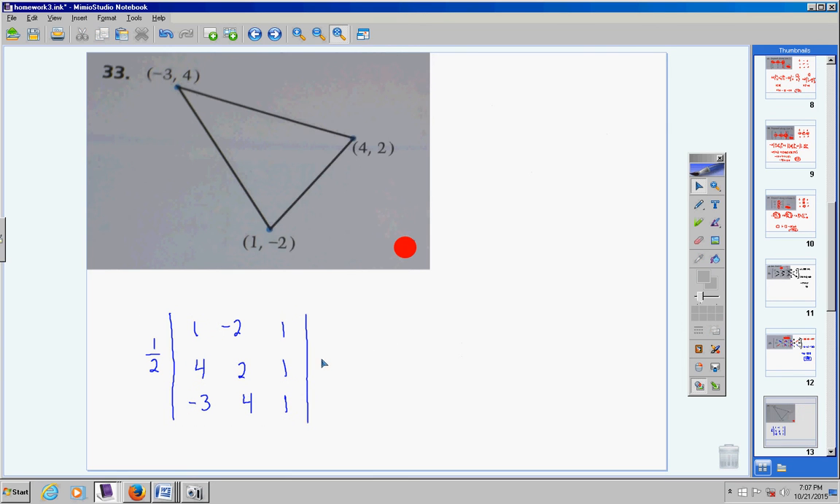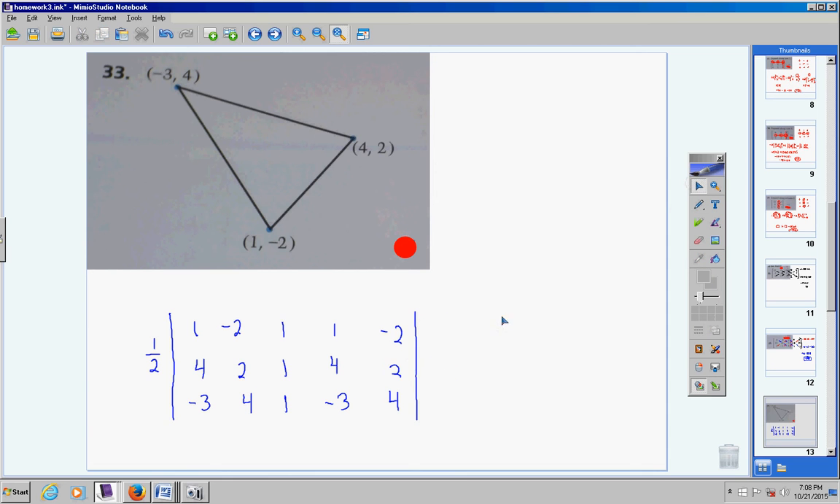Remember, what I have to do next is copy the first 2 columns over again. So to find the area of this triangle, I find the determinant of this matrix and then multiply it by 1/2. So my first column is 1, 4, negative 3. My next column is negative 2, 2, 4. Okay, so I copy the first 2 columns over again.